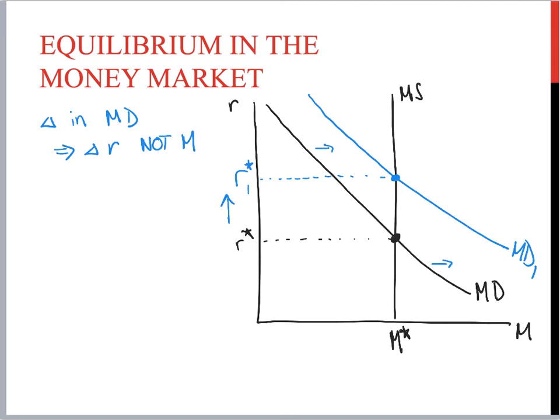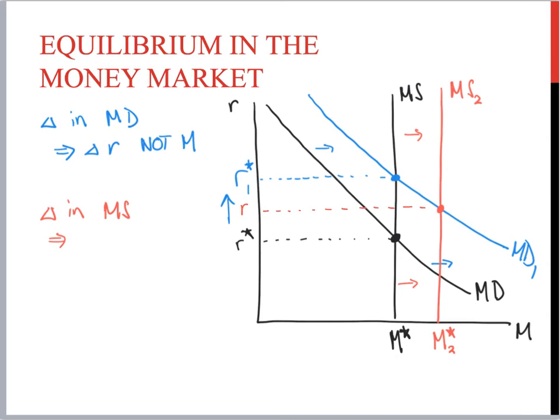Now let's look at an increase in the money supply. An increase in money supply is going to lead to both a change in nominal interest rates and also the quantity of money. So the only thing that can change the quantity of money is a change in the money supply. But either a change in money supply or a change in money demand will affect those equilibrium interest rates.